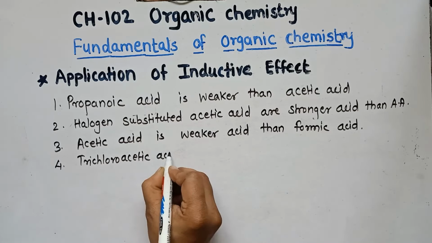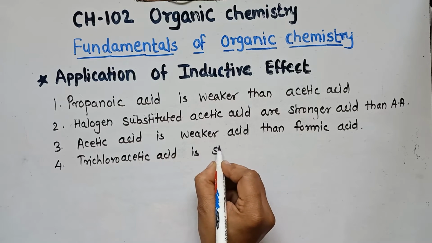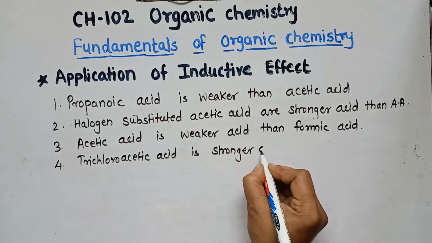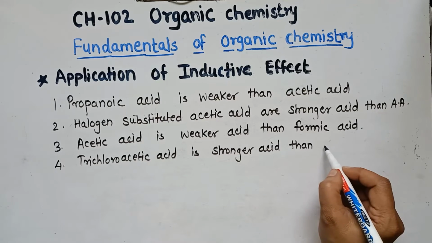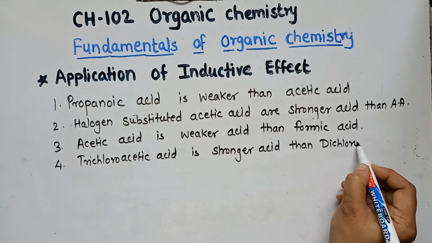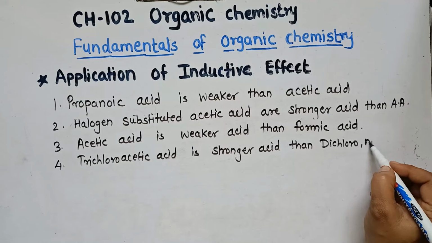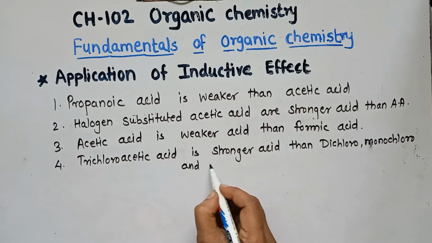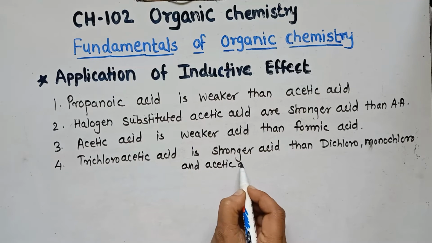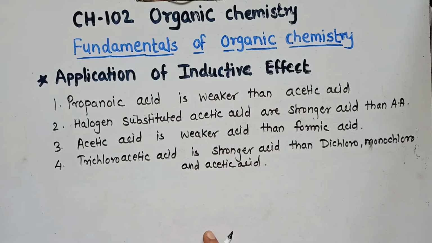Then the next application is: trichloroacetic acid is a stronger acid than dichloro, monochloro and acetic acid. So what is our question? Trichloroacetic acid is stronger than dichloro, monochloro and acetic acid. When we draw the structure, then the idea gets clear and the question also gets clear.